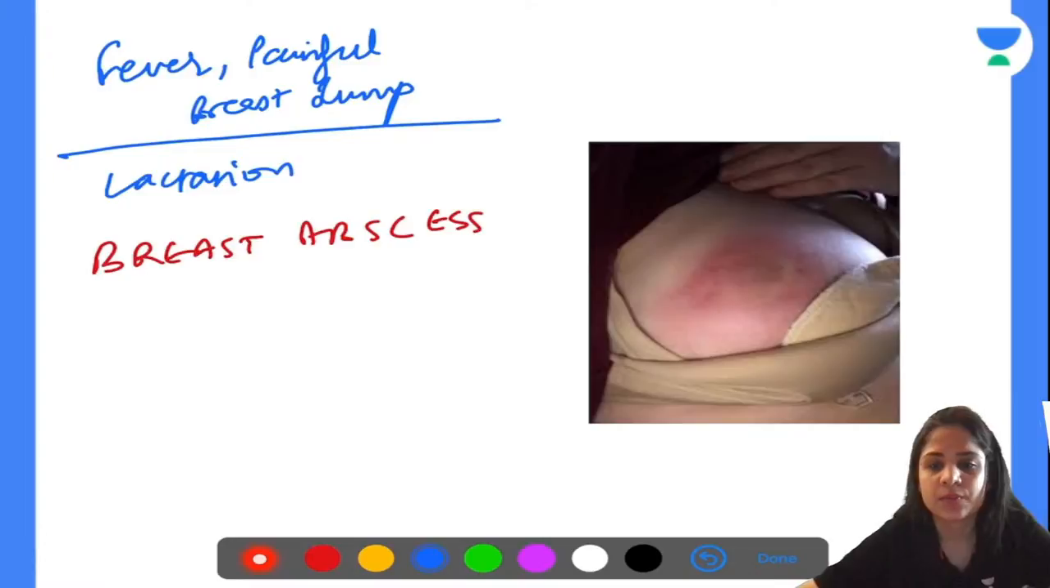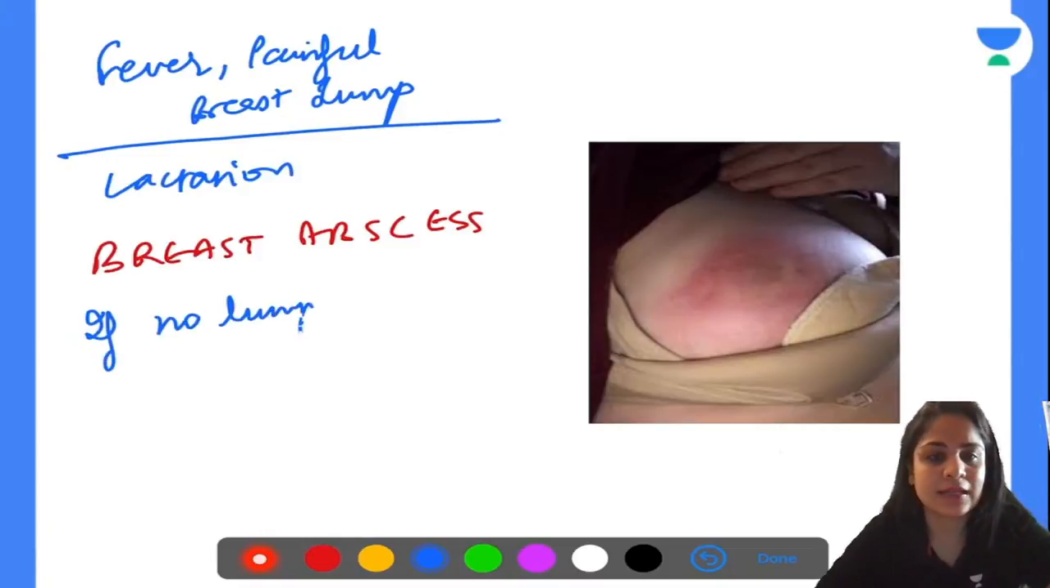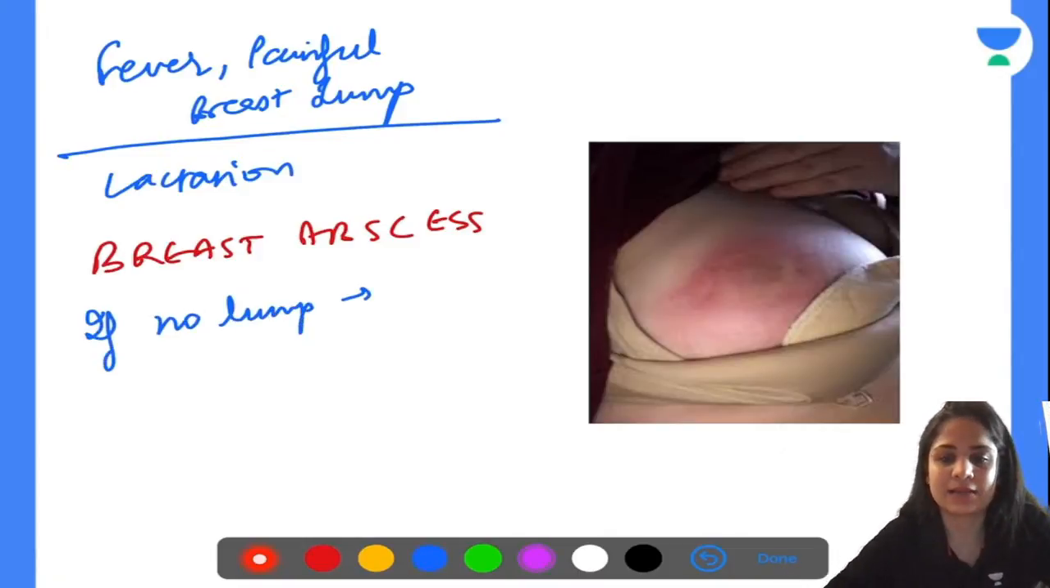Okay, so tell me, here I told you that the patient has a lump. Suppose if they say that there is no lump, there is only redness of the entire breast, there is no lump, then what will your diagnosis be in that case? No lump, only redness.